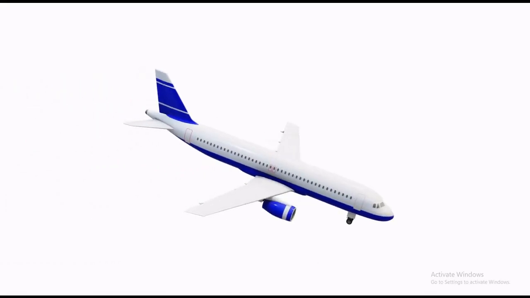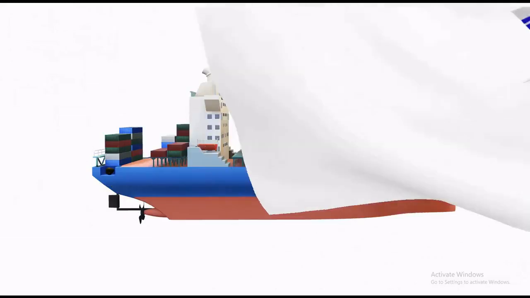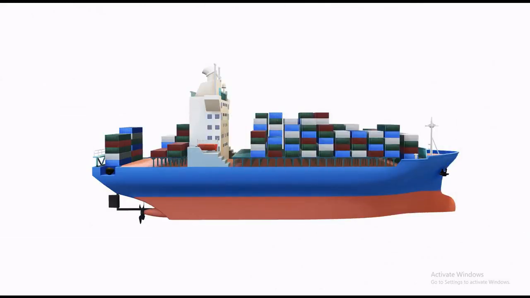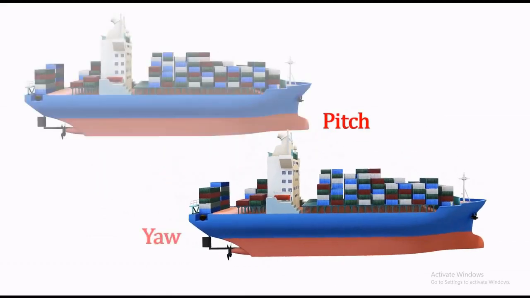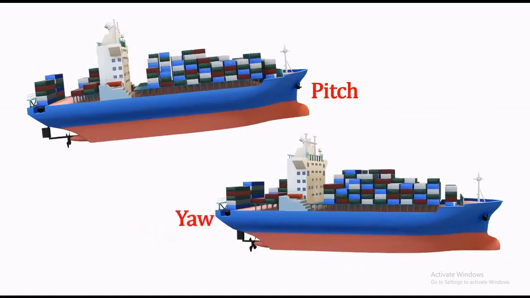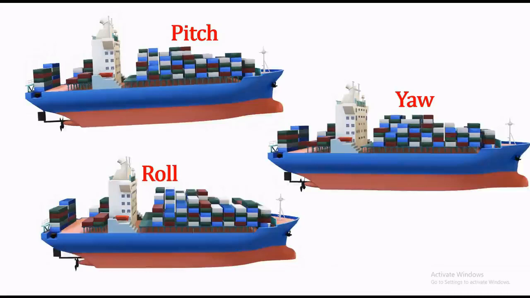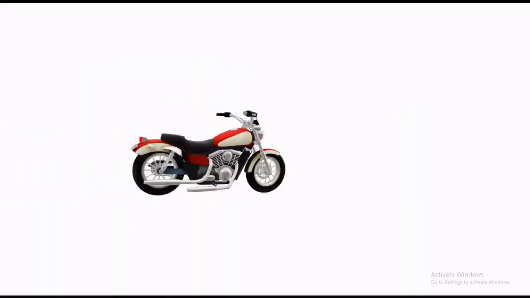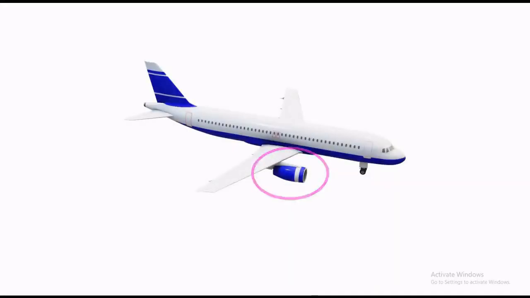An aircraft traveling in the air taking a right turn or a left turn. A huge ship executes a pitch or a yaw or a roll. A two-wheeler taking a turn. All these examples have something in common, and that is rotating parts, either in the form of engine or propellers or wheels, etc.